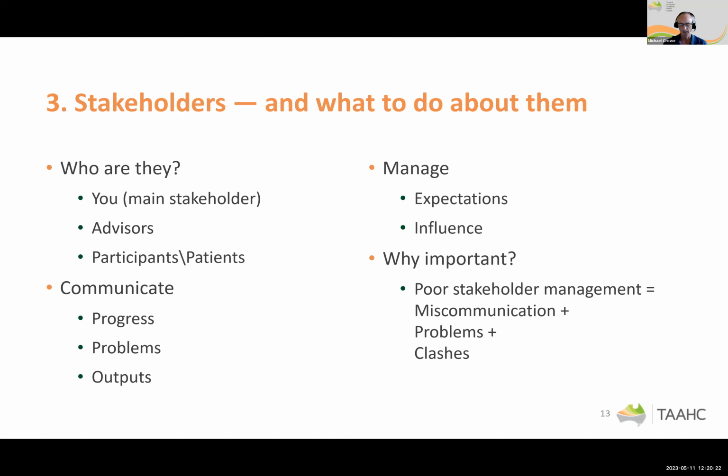So if you're doing a major research project and you do have a group of advisors, they obviously have a lot of influence over the piece of research. And so as a result, you need to then manage those stakeholders a bit more closely and what the expectations are. It is important because poor stakeholder management usually leads to things like miscommunication, and miscommunication then leads to problems and clashes around the research and what's expected.